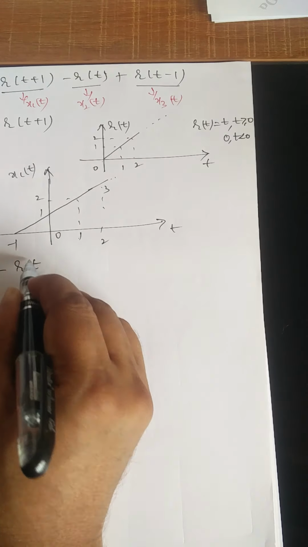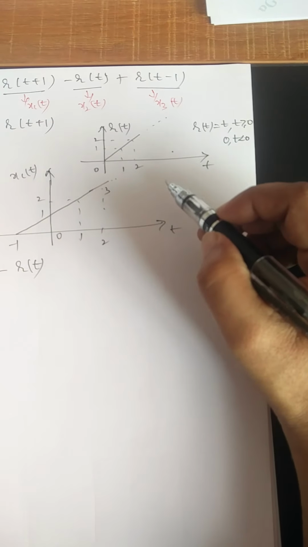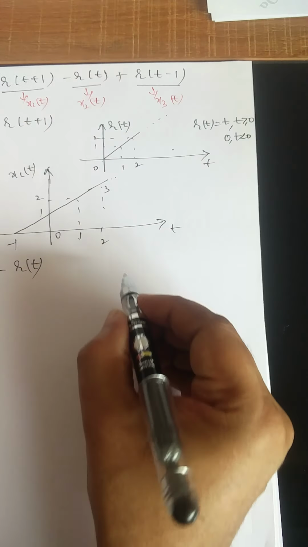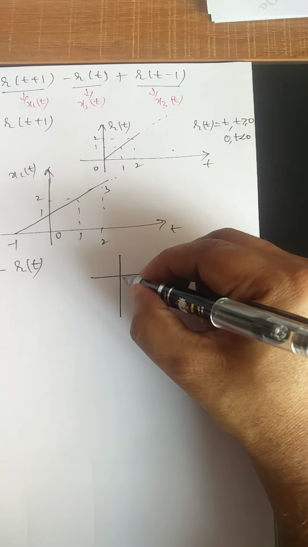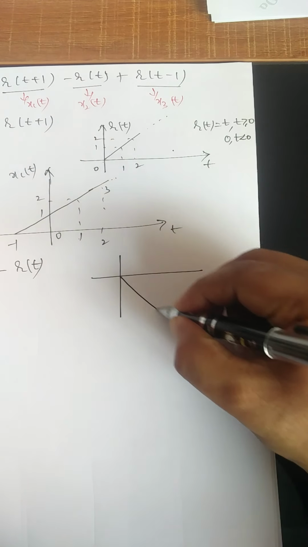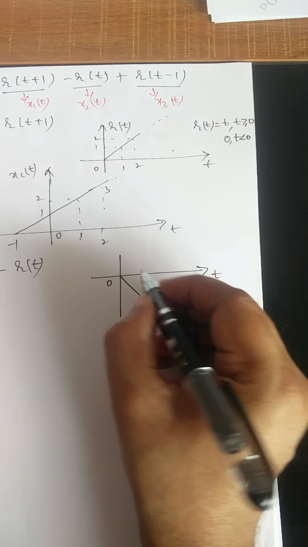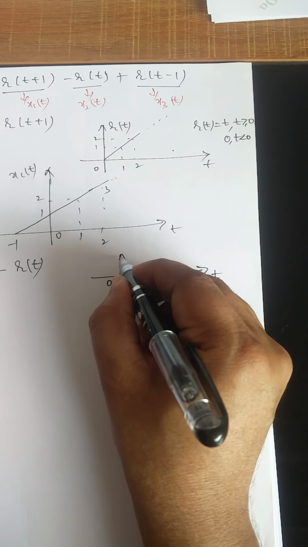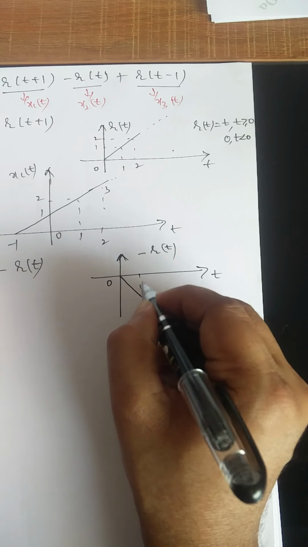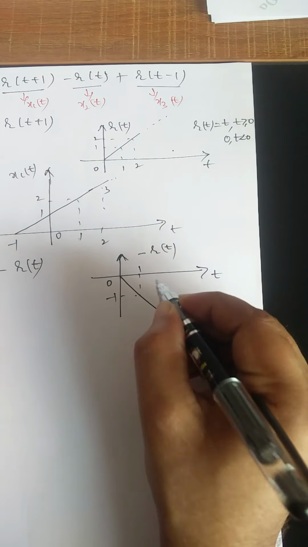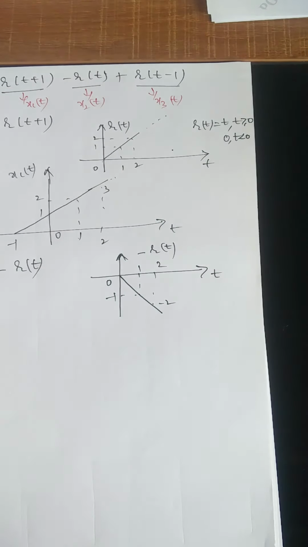Next, x2 of t is minus of r of t. You know this is r of t. Minus of r of t means we should change its amplitude to negative; positive amplitude will become negative amplitude. This is the minus of r of t. At 1 its value is minus 1, at 2 its value is minus 2, and it goes like this.